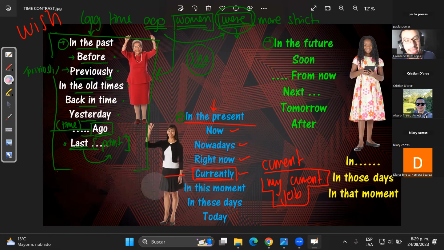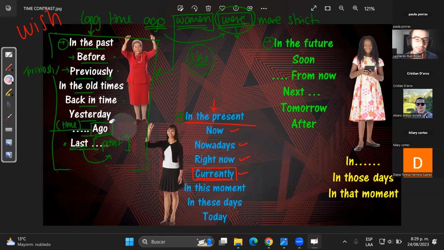In this moment. En este momento, very good. In these days. En estos días, very good. So, in this moment, en este momento, in these days, en estos días. Today, hoy, easy, no?